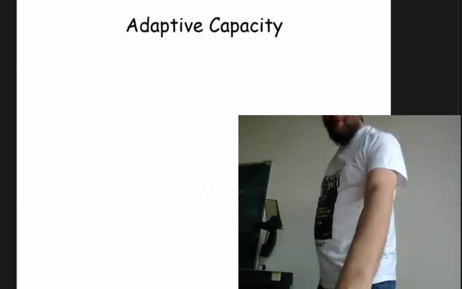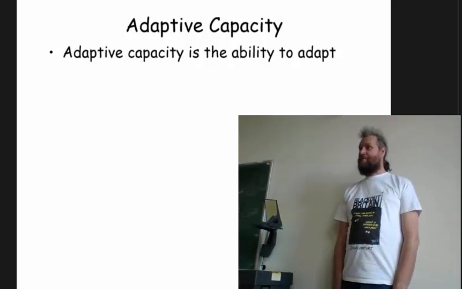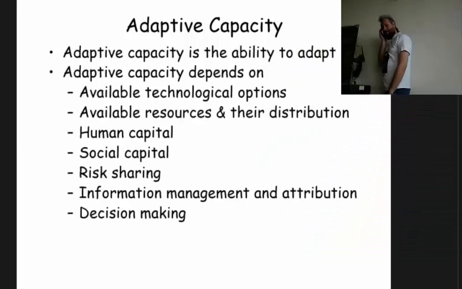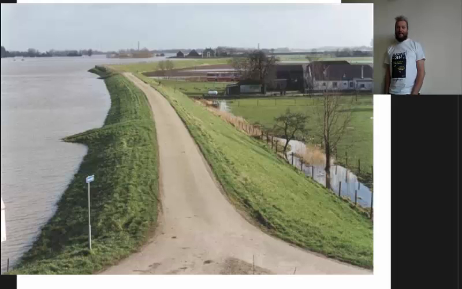So what is adaptive capacity? Just a fancy word for the ability to adapt. Something changes and you have to deal with it. Some societies will be better able to handle this than others. People have come up with lists of what adaptive capacity is and what drives it. The first in that list is always the availability of technological options. If you're confronted with sea level rise and you don't like that, then the question is, what can you do about that? And then the thought may come up in your head, I need to build a dike.